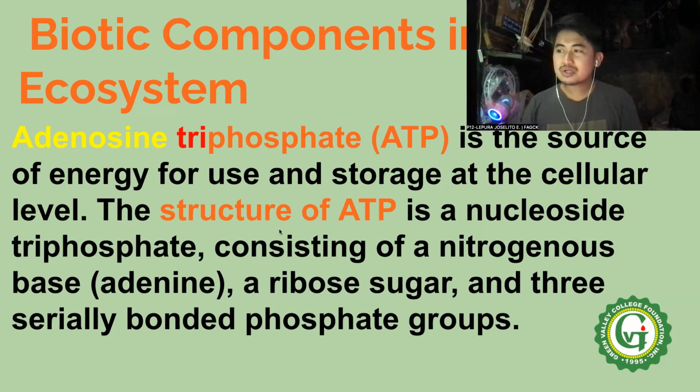Ayan. Now, the structure of ATP is a nucleoside triphosphate consisting of a nitrogenous base adenine, a ribose sugar, and three serially bonded phosphate groups. Kaya nga siya tri kasi tatlo. Adenosine, adenine, adenosine triphosphate. Okay, tatlong phosphate. Tatanungin kayo sa quiz or exam, ilang serially bonded phosphate ang kakailanganin natin. We have to have 3 kasi triphosphate siya.